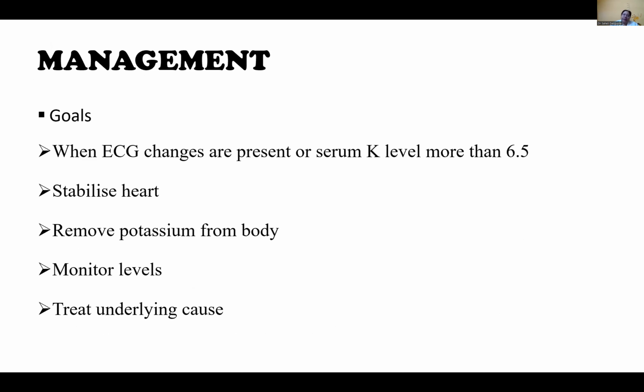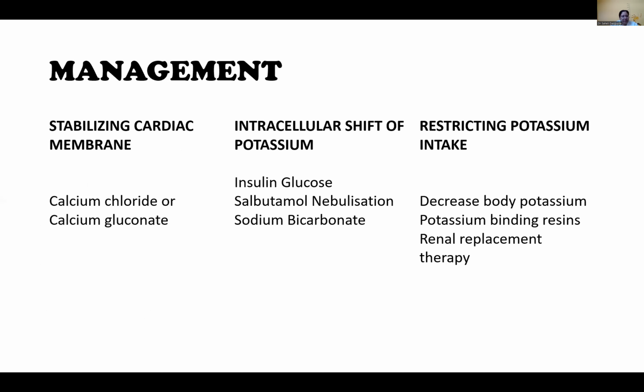So coming to the management. What will be my goals? My goal is that we should correct it when ECG changes are present, irrespective of the serum level, or when the level is more than 6.5. So what we have to do is stabilize the heart first, remove potassium from the body, monitor levels, and treat the underlying cause.